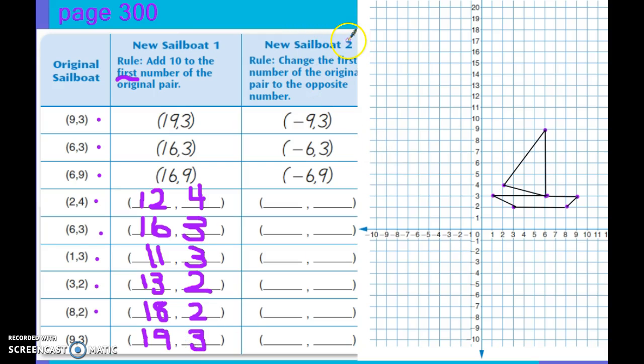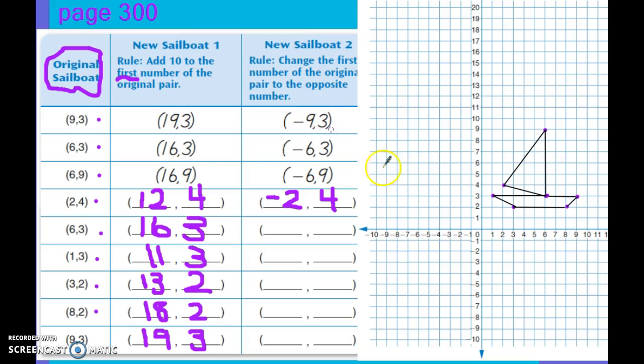But I do want to take a look at using our negative numbers. So for sailboat number 2, it asks you to change the first number in the original pair, so we're always coming back to this original sailboat, to change it to the opposite. The opposite you can see is a negative. So we took 9 and changed it to negative 9. 6 and changed it to negative 6. 6 again, so I know this will be negative 2, 4.